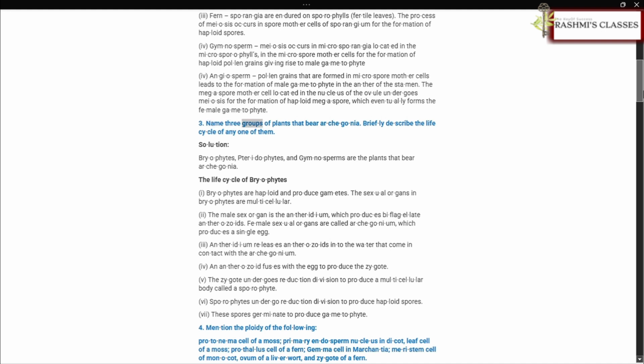3. Name three groups of plants that bear archegonia. Briefly describe the life cycle of any one of them. Solution. Bryophytes, pteridophytes, and gymnosperms are the plants that bear archegonia.